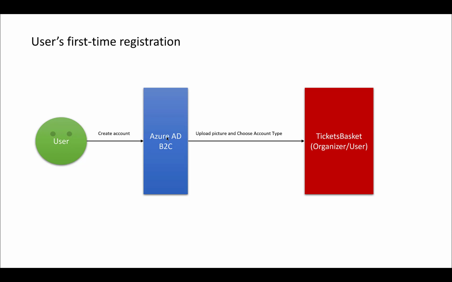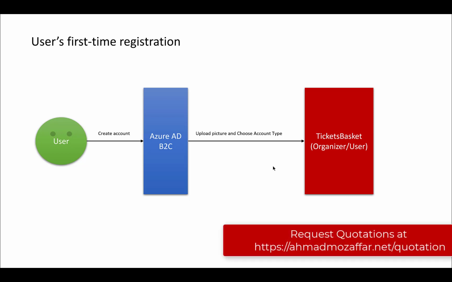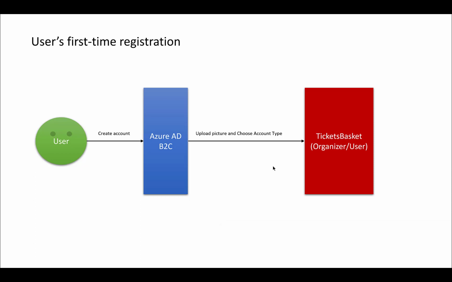And number two, we have to define what's the type of this account. Is it an organizer or is it a user? Basically, as we talked about at the beginning of this course, the authorization part of this project is going to be implemented from our side. So Active Directory will be responsible for the authentication process, and for the authorization process we will have to create two policies, one for the organizer and one for the users, and this is going to be implemented from our side. So this part is already implemented.